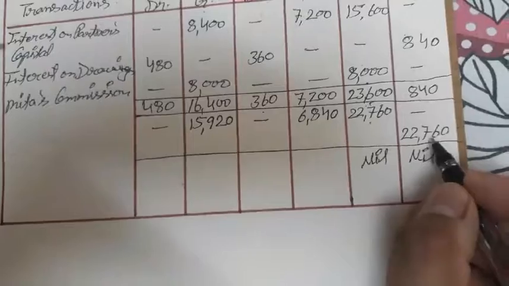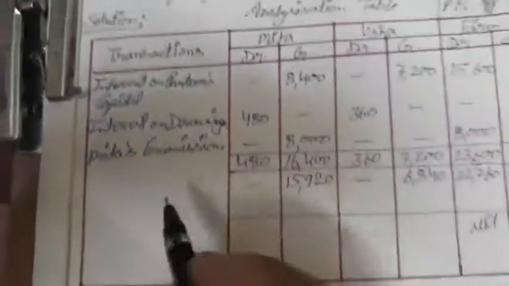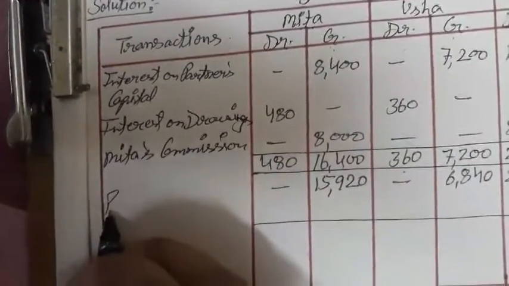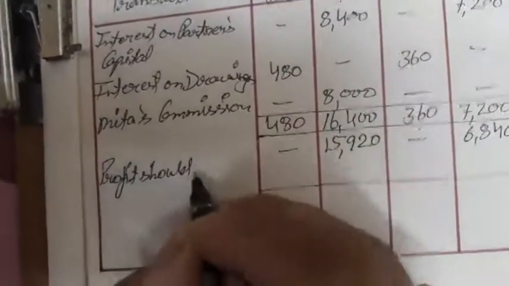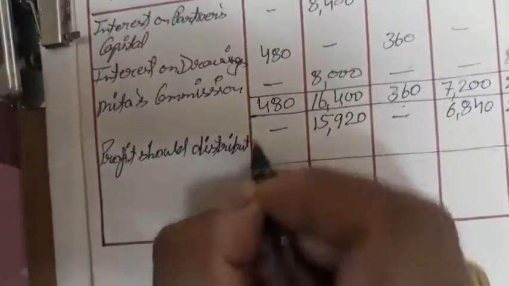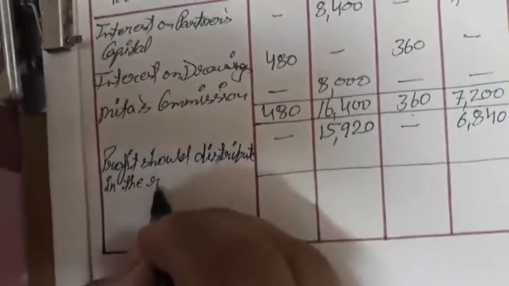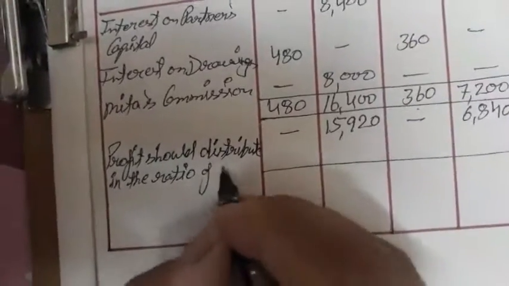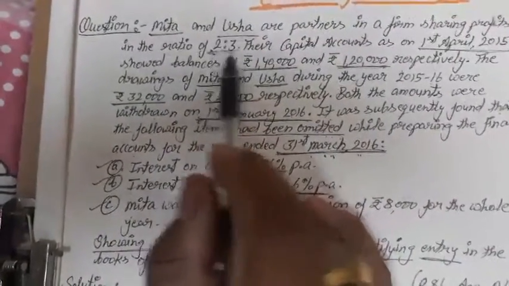Now this balance, this profit should be distributed among the partners in their profit sharing ratio. So here I will write a transaction: profit should be distributed in the ratio of 2:3 between the partners. That is the correct ratio in which the profits should be distributed among the partners. So according to this profit sharing ratio we will distribute.